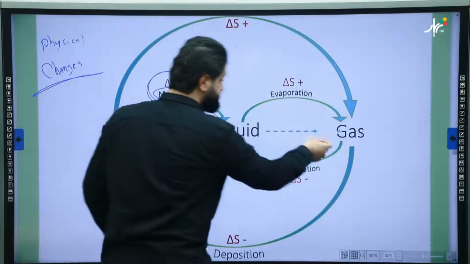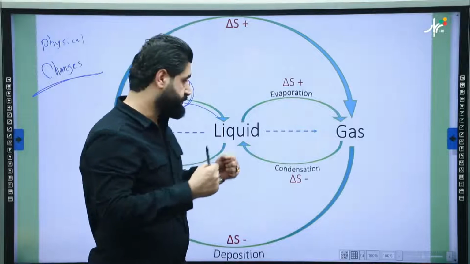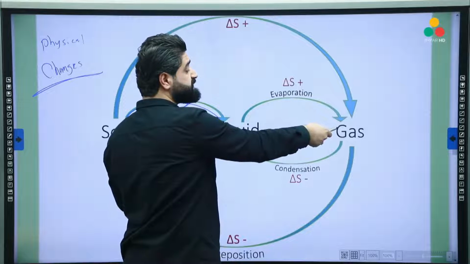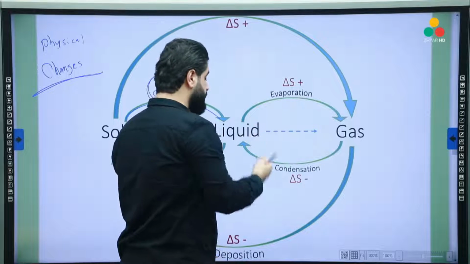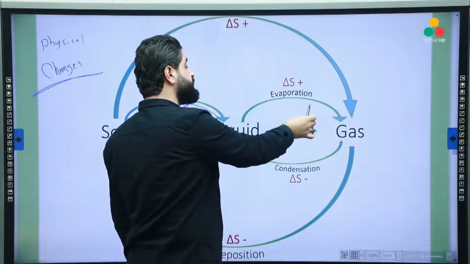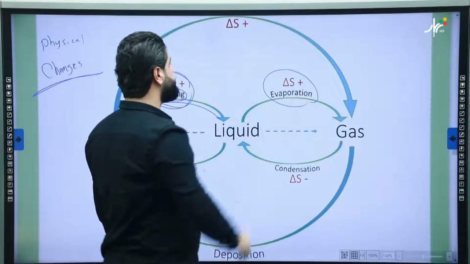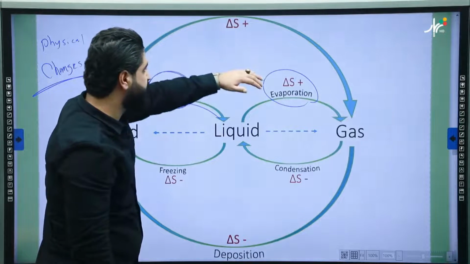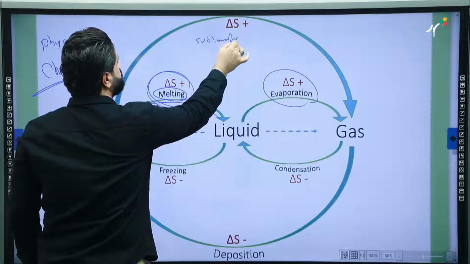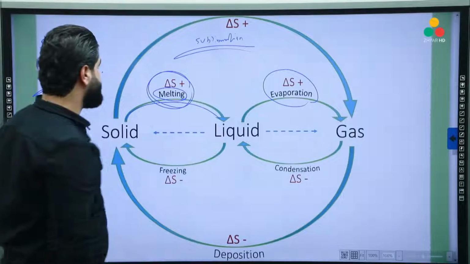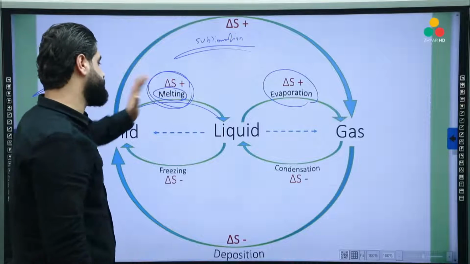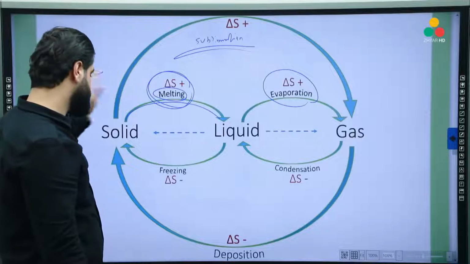And from liquid to gas, the movement of particles will be increased, so there will be higher randomness. The randomness of gas particles is higher than particles present in the liquid phase. This is called evaporation. So again, delta S value is positive. And conversion from solid to gas is called sublimation. Sublimation also has a positive value of delta S. So from solid to liquid, from solid to gas, from liquid to gas, delta S will be positive.